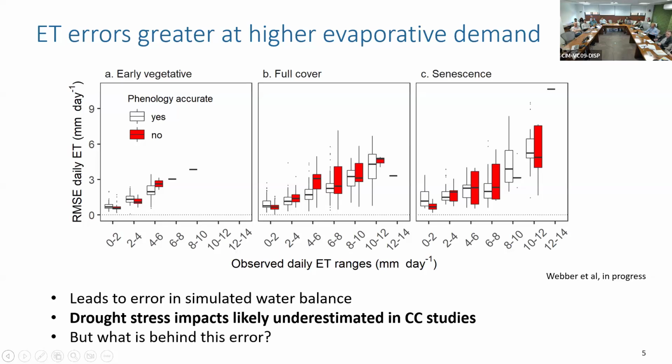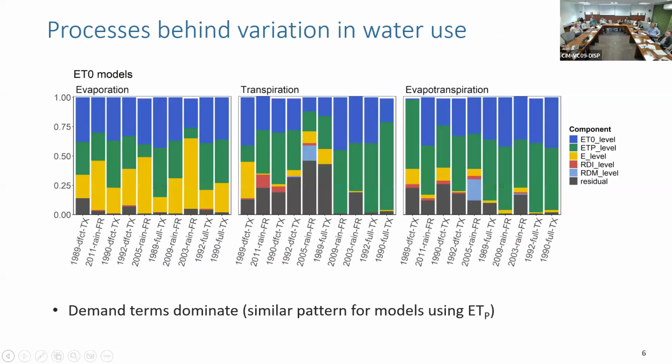Okay, so what is behind this error, to help us in model improvement? We did a sensitivity analysis where we didn't look at parameters, but tried to consider model structure. This is a subset of the models that used a reference crop evapotranspiration method, which is basically independent of the crop. It's just, as you know, an environmental signal.